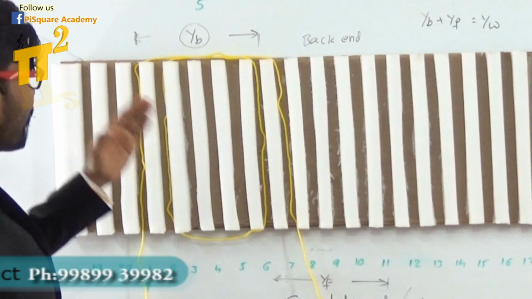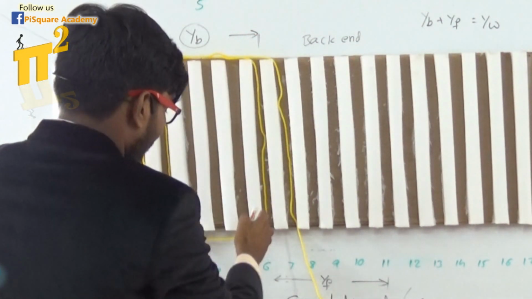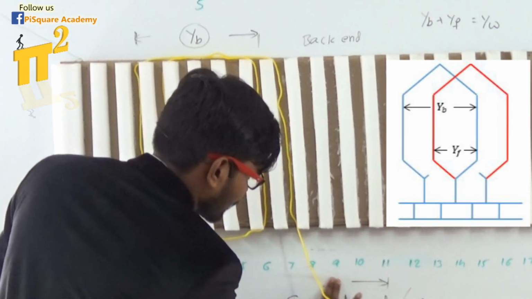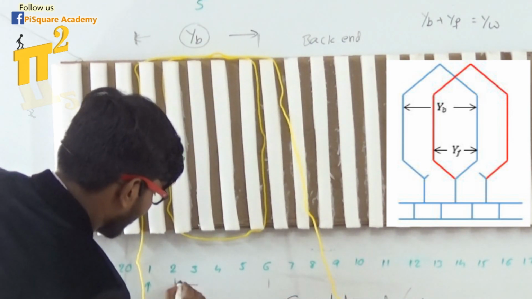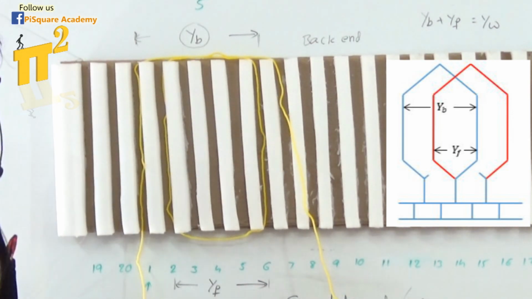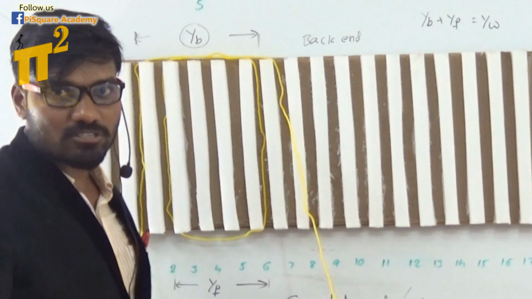So to draw the lap winding, what do we require? This is the back pitch, it is already there. And the front pitch, this value. And this is the front pitch. So these are the two types of windings.